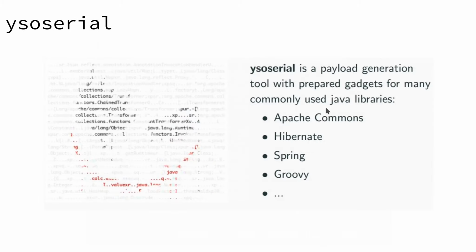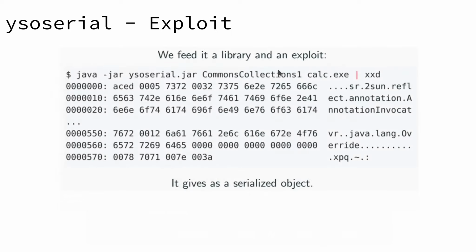Well, there's a nice tool available called ysoserial, and it creates payloads for us, deserialization payloads for Java, and the only condition is that certain libraries are loaded. For example, there's one exploit for Apache Commons, which is very commonly used in Java projects. I would say most big projects use it. Hibernate is an object relational mapper that's used a lot. Spring is a framework that's used a lot. So if one of these libraries is loaded on the server side, we can just use ysoserial to generate an exploit for us.